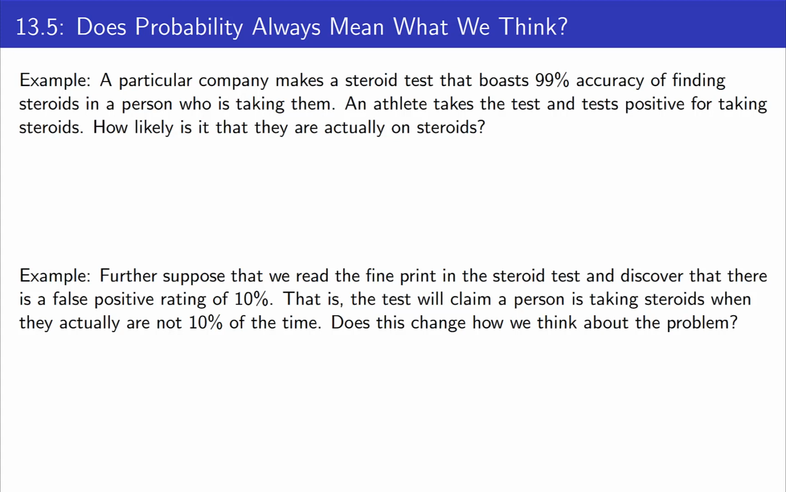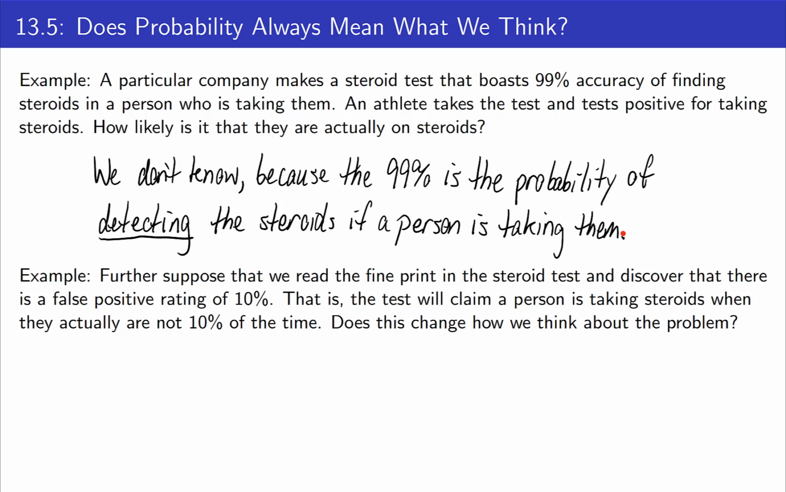Your gut instinct may be to just say 99%, and that is where there is a very common misconception. The 99% is the probability of finding steroids if they are taking them. It's a detection rate, if you will. If it is in their blood, then it will be found 99% of the time. To write it down formally, we don't know, because the 99% is the probability of detecting the steroids if a person is taking them. Now let's go a little bit further.